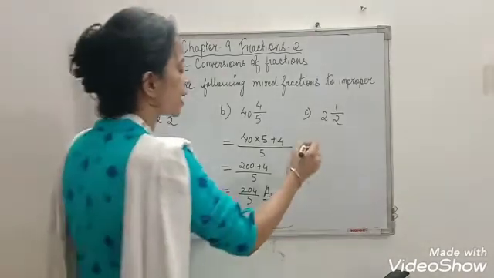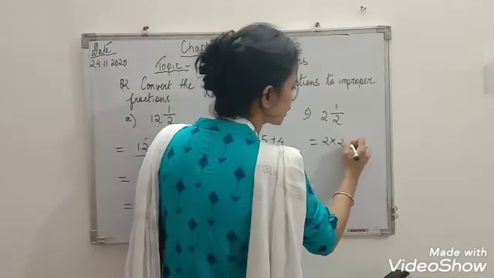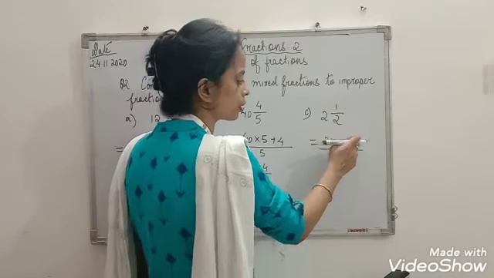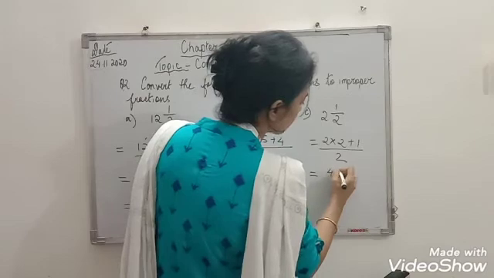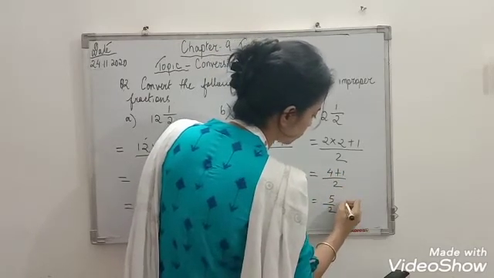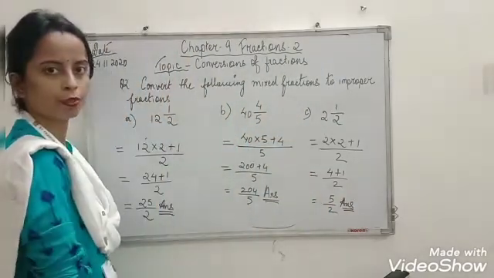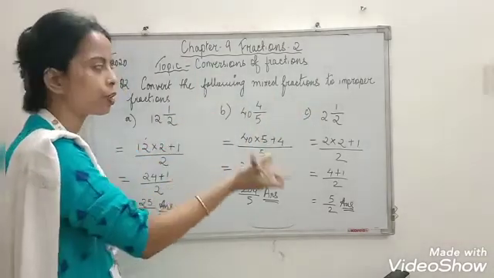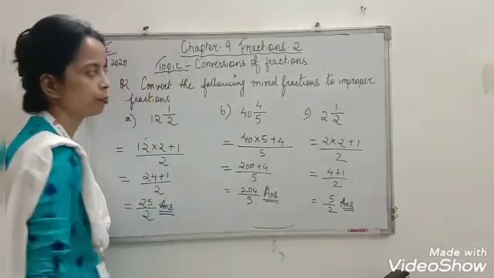Got it? Next, number C. 2 is the whole number. 2 into 2 plus 1 by 2. Whole number into denominator plus numerator by denominator. So 2 twos are 4 plus 1 by 2 equals 5 by 2. So these are all improper fractions. Question given in mixed fraction. Question asked us to convert into improper fraction. So we got improper fractions.